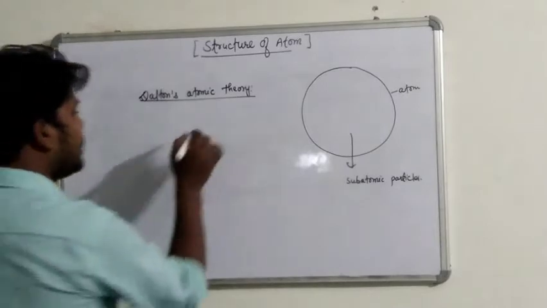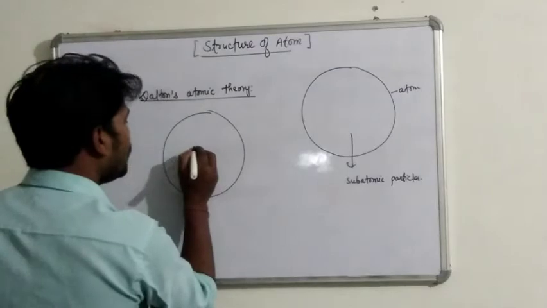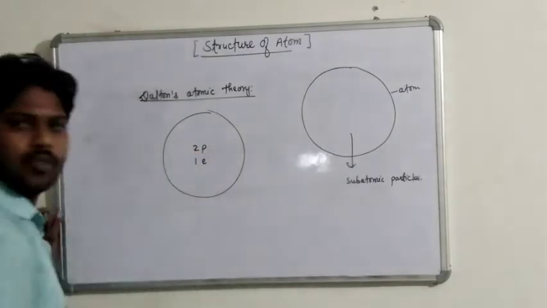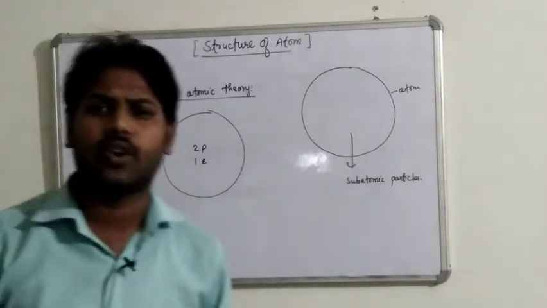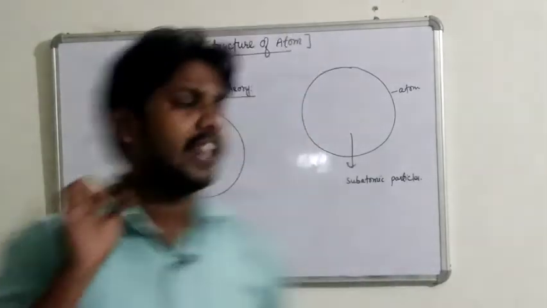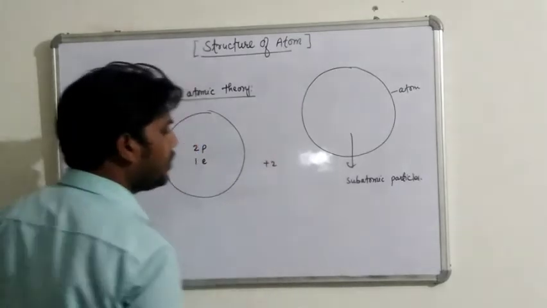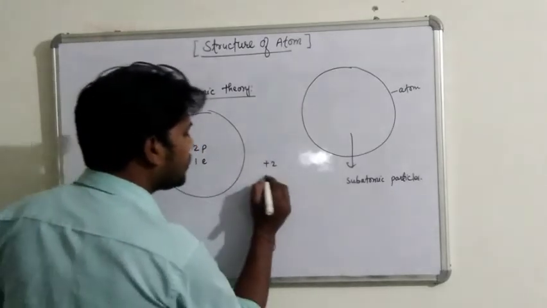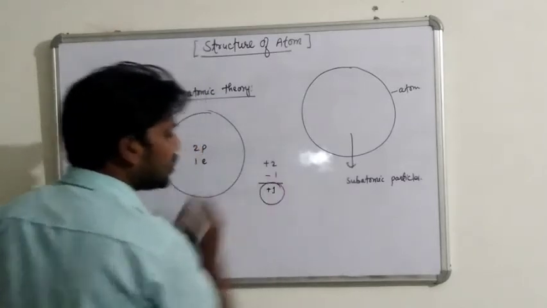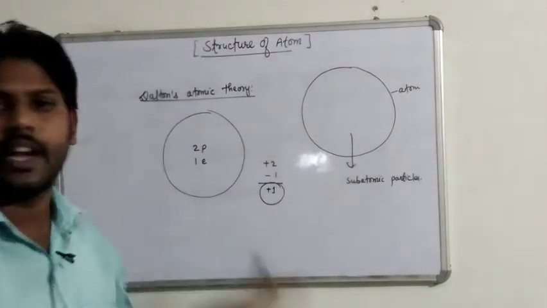Suppose this is an atom, students, and in this atom there are 2 protons and 1 electron. And if you have to find out the total net charge in the atom, so students, 2 protons means 2 plus and 1 electron is minus 1. So you will get 1 positive. So plus 1 is the total charge present in this atom.